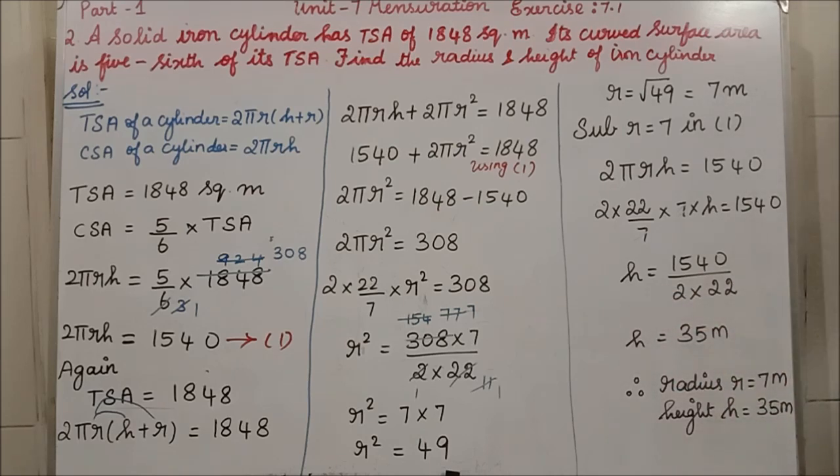Clear students? Cancellation and all you can do in pencil. Now r is equal to 7 meter we have got. Height is equal to 35 meter we have got. That is what the question is asking us to find. Find the radius and height of the iron cylinder. So the radius is 7 meter. What is the height? 35 meter. Clear, all of you, the second question?